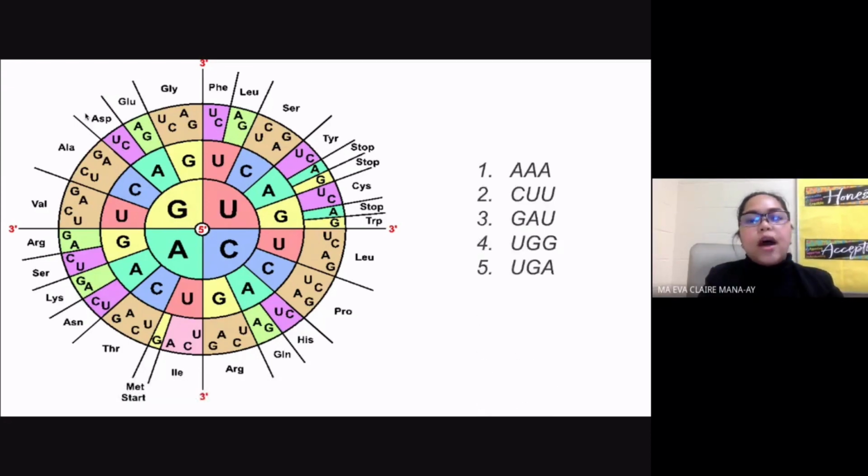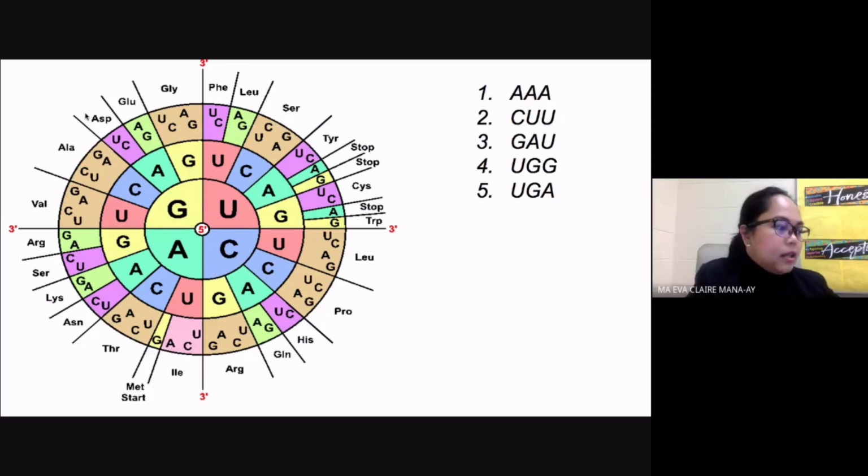Now say you have these different codons. Take a look at your screen. Number 1 is AAA. If I ask you what amino acid is being coded by AAA, what will be your answer? LYS. Okay, very good. Ivonte said LYS. The rest of you in your chat box are saying LYS. That's correct. So AAA is LYS, that's lysine, one type of your amino acid.